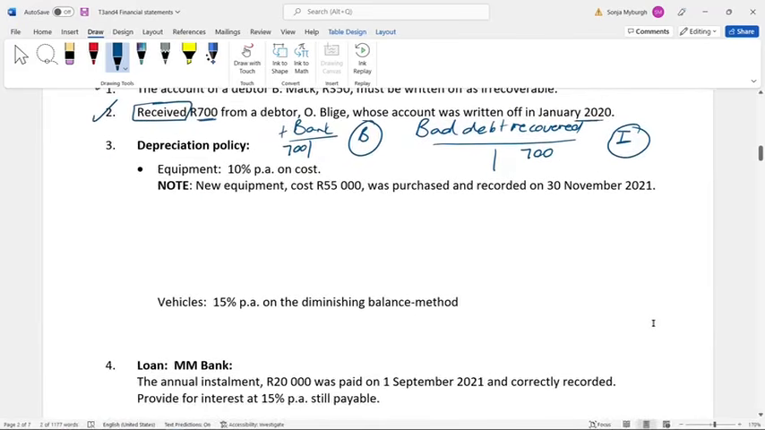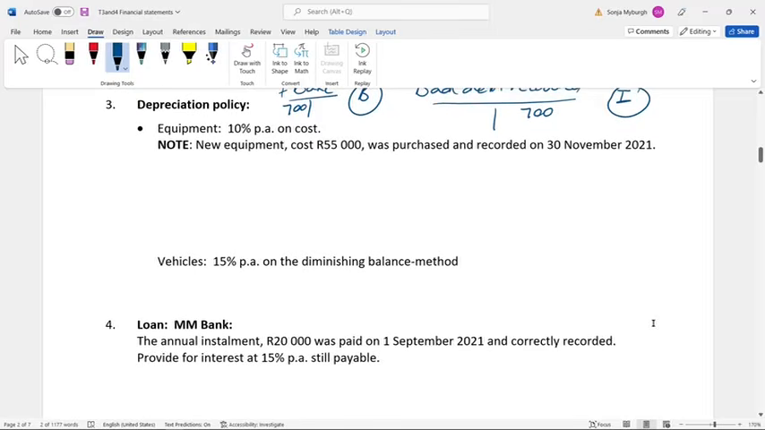Depreciation. Equipment, 10% per annum on the cost price. And then they say new equipment with a cost price of 55,000 was purchased and recorded. Important, and recorded. It was already recorded. We already credited bank and we already debited equipment on the 30th of November.